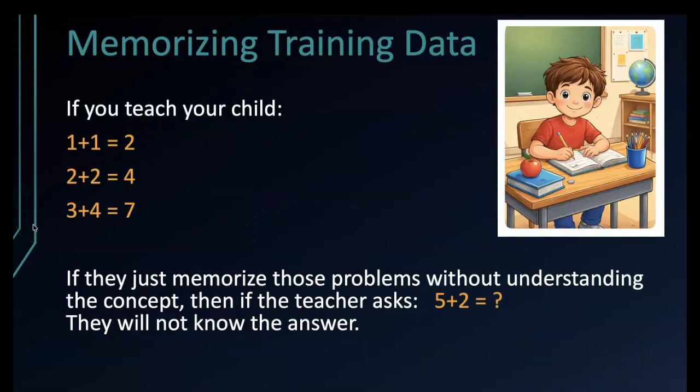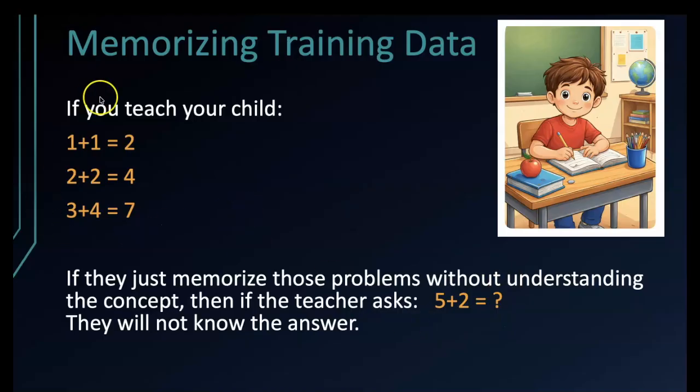There is a risk with decision trees and creating them this way with small data sets like this, the 14 examples of playing tennis or not historically. If you were to teach your child addition and you teach them 1 + 1, 2 + 2, 3 + 4, and they just memorize those answers, then if they get to school and the teacher asks them, what is 5 + 2?